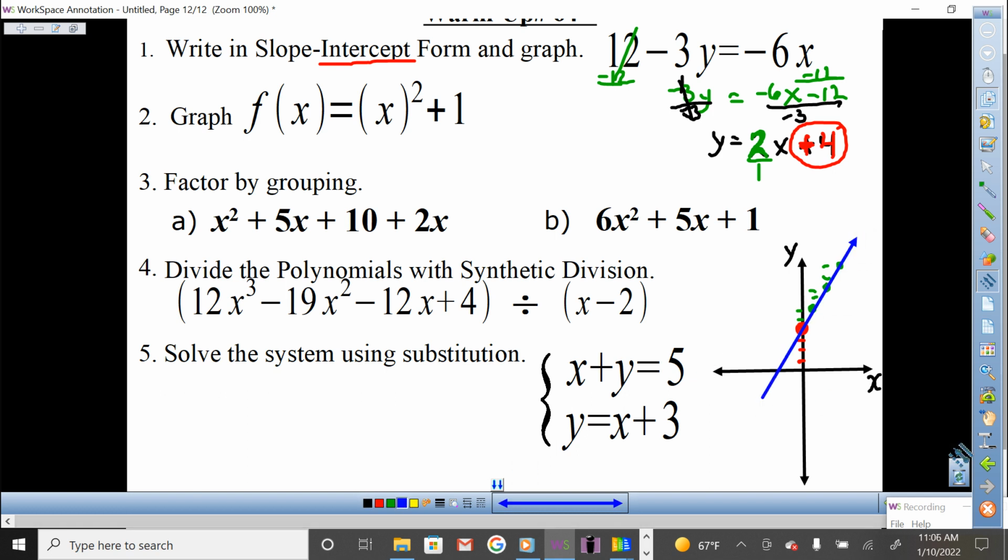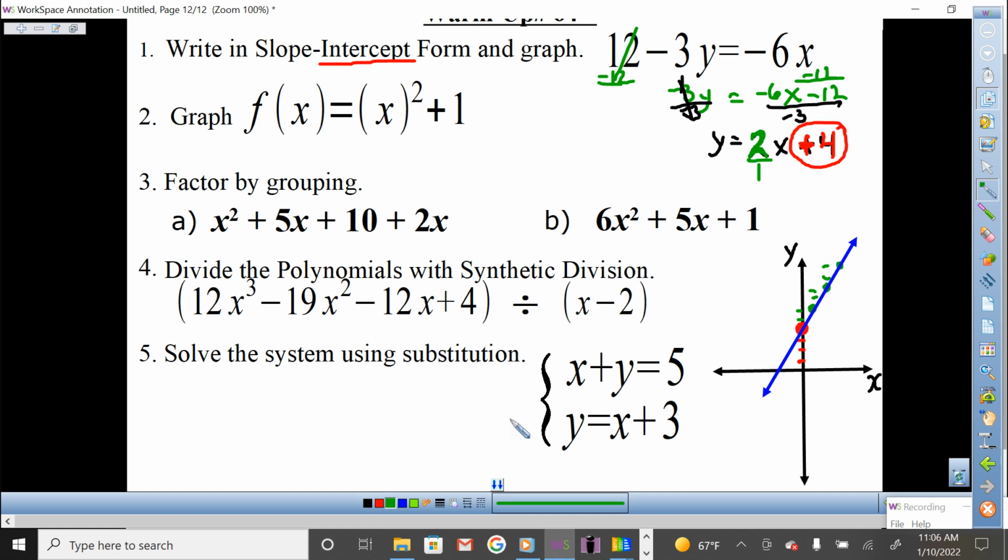There it is. Piece of cake? Yes, Mr. Q. All right, good. All right, next.